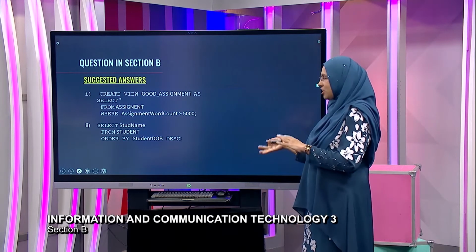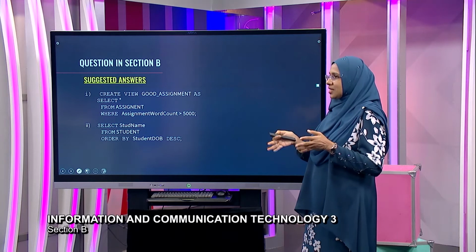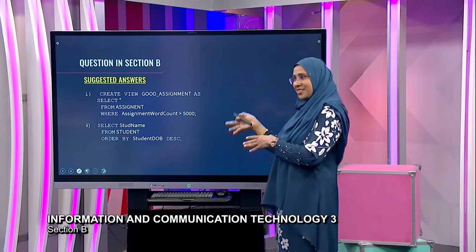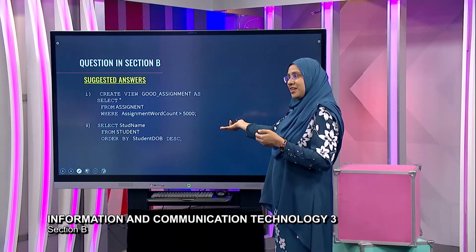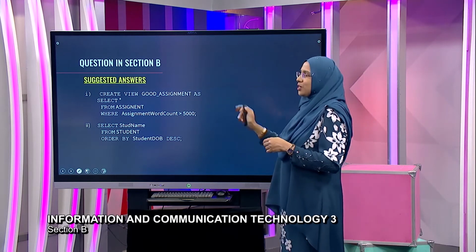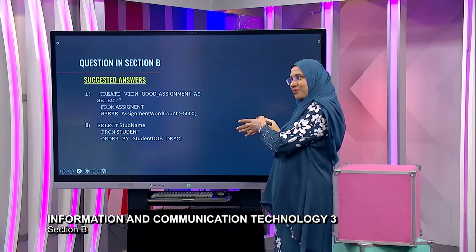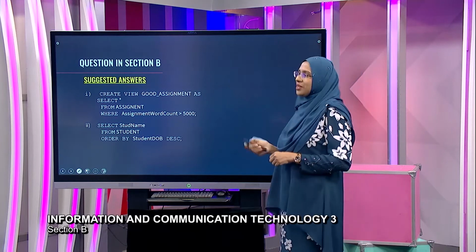Next challenge, is it ascending or descending? Because the question is asking you to arrange the data from youngest to eldest. So students might write ascending because youngest to eldest is ascending, right? But according to date of birth, the year, the latest year is the youngest. That is the tricky part. Yes, tricky part. So students, please read the question carefully.